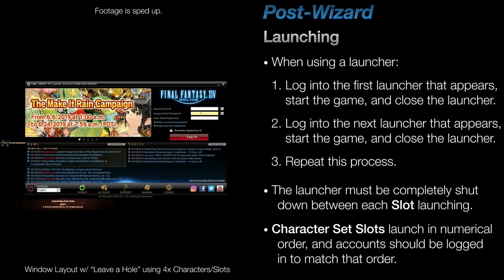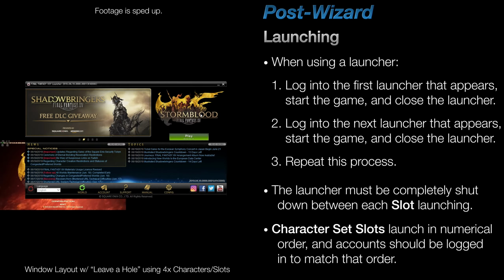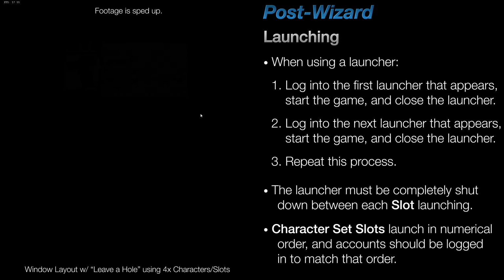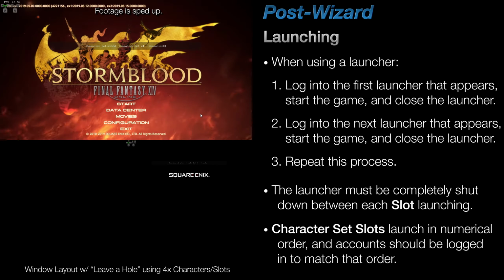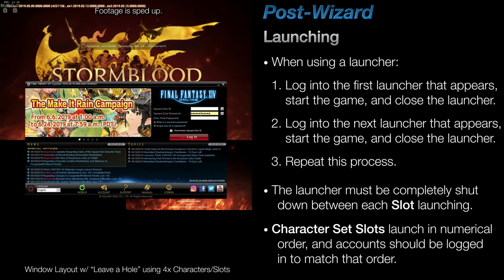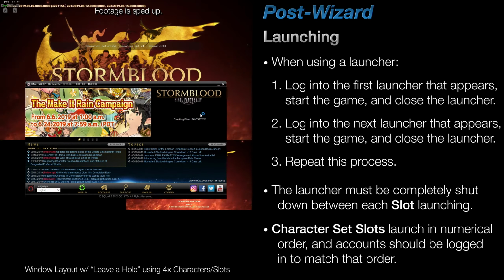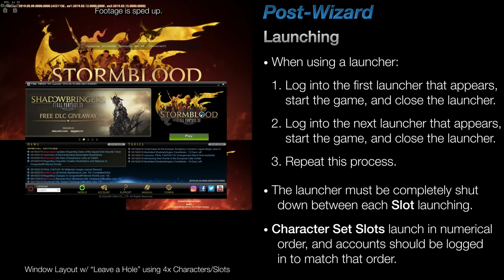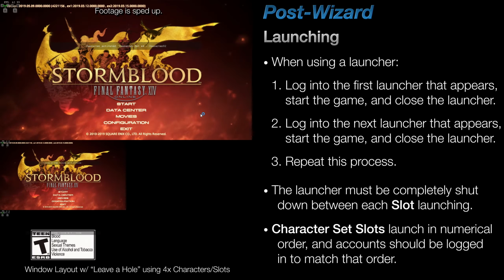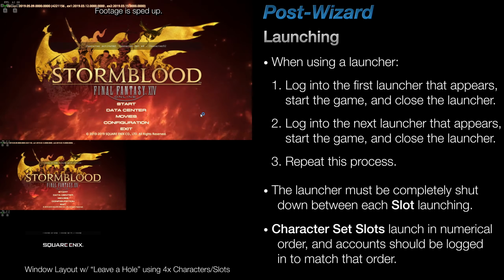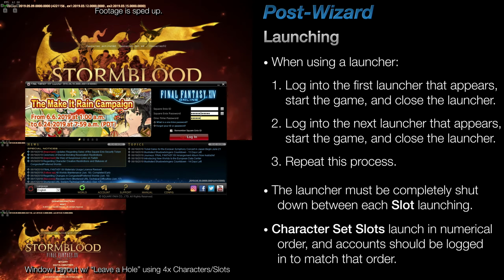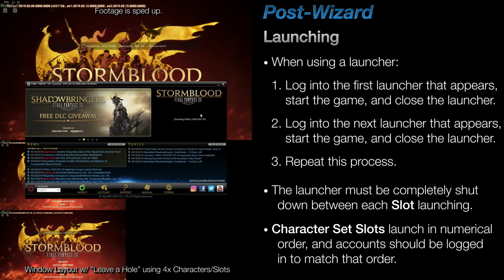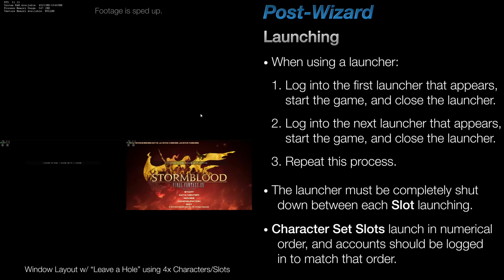Then start the game and completely shut down the launcher. A second launcher will then appear, enter the next account's credentials, start the game, and completely shut down the launcher. Repeat this for each character in your character set until it is fully launched. This process may seem a bit tedious, but this is the way that it is. However, if your game's launcher stores your login information in a file on your computer, then you might be able to set up a virtual file through ISBoxer to help speed up the login process.